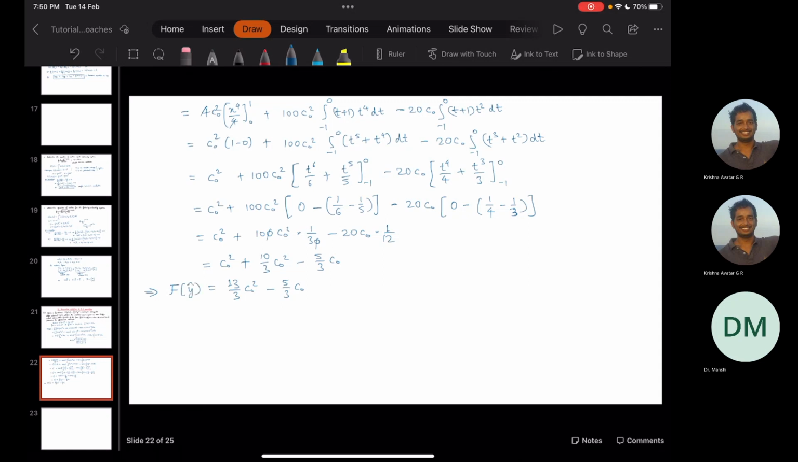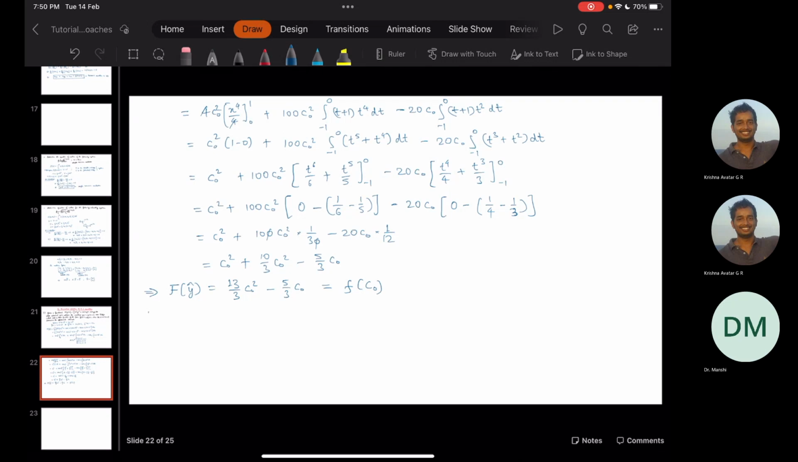Which means that our functional effectively became a term in c naught. So we can just call it f of c naught. So our functional has been reduced to a single variate optimizing problem. Right.